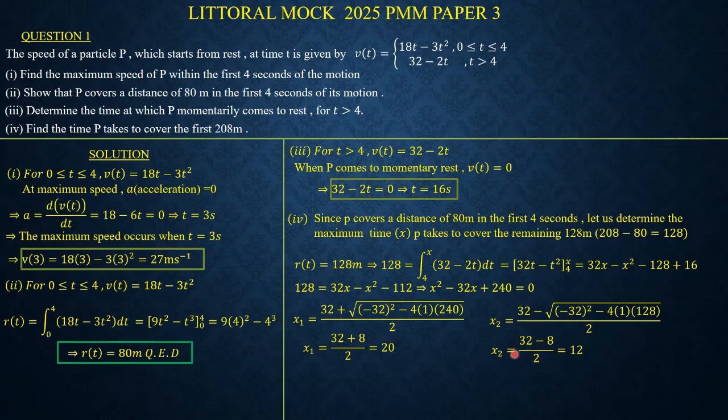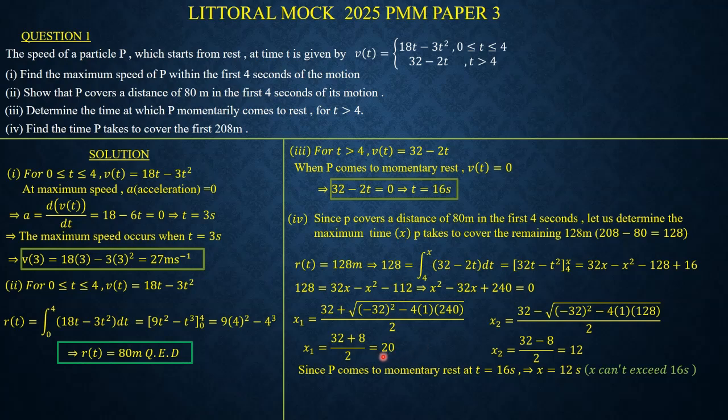Now take note, x is going to correspond to the time P takes to cover the first 208 meters. Why? Because this time x corresponds to the last time value which particle P covers after covering a distance of 208 meters. Now what are we going to realize in this question? Since P comes to momentary rest at t equals 16 seconds, from these two times we are going to eliminate one.